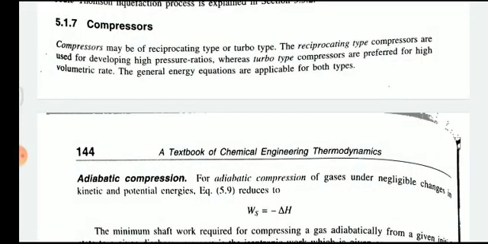Reciprocating, we know that. Reciprocating type compressors are used for developing a high pressure ratio, whereas turbo type compressors are preferred for a high volumetric flow rate. The general energy equation is applicable for both.